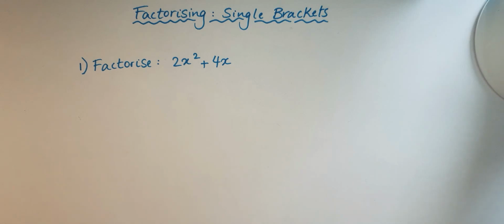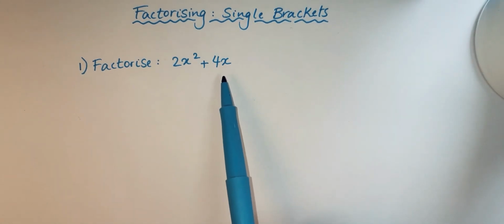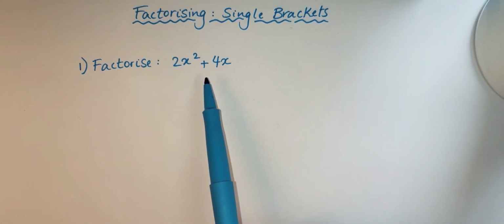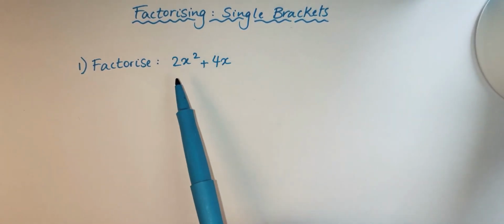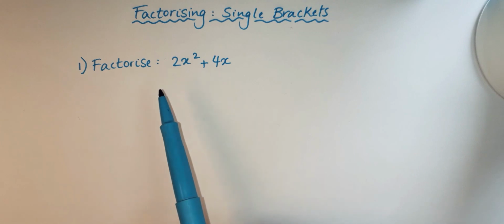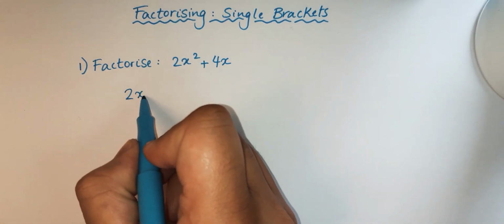So instead of multiplying the numbers together, we're trying to find a number that can be divided by both of these terms. So a number we're looking for that we can multiply by this and this. And in this case, we can multiply both of them by 2x, or we can divide them both by 2x. So what we would get is 2x on the outside.